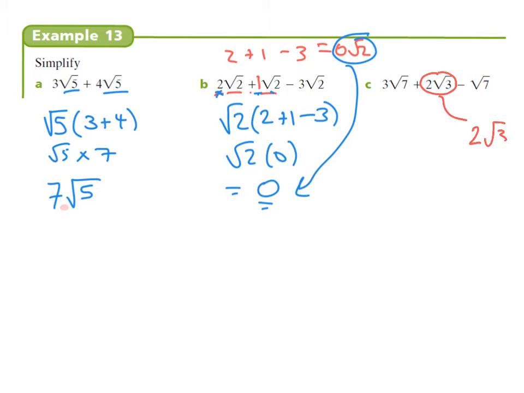So 2 lots of square root 3. With the other 2 terms, they're on the basis of square root 7, and we have 3 lots of them minus 1 lot of them. So actually 2 lots of square root 7 plus that. And that's about as far as we can get with that, if you like. And it's exactly what your book has come to also.